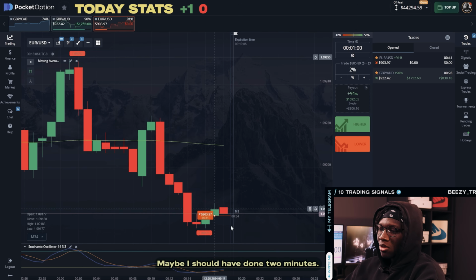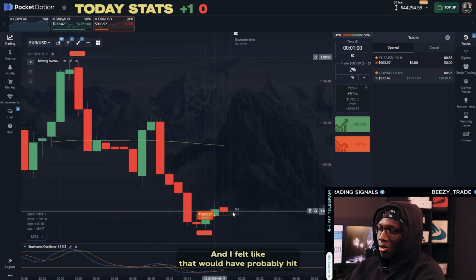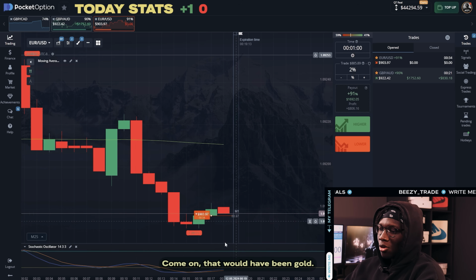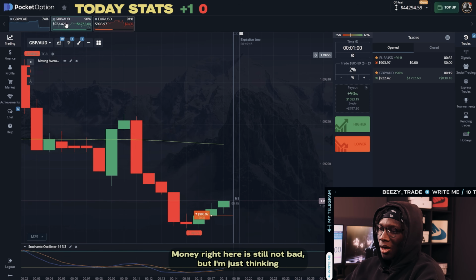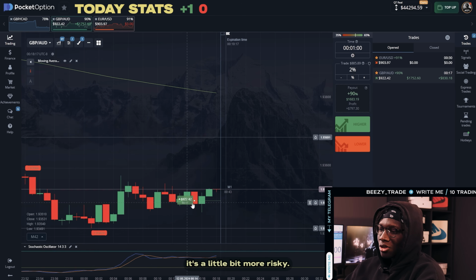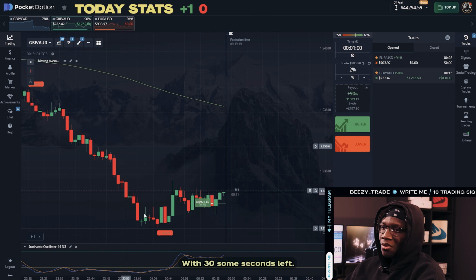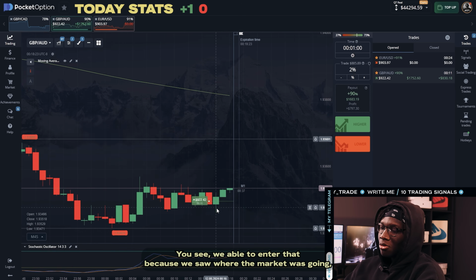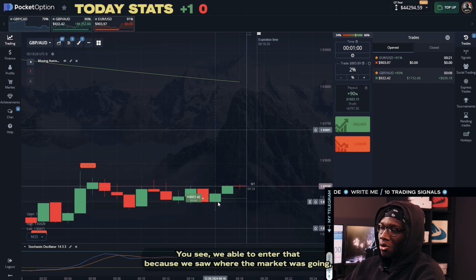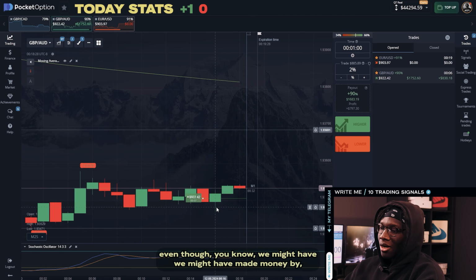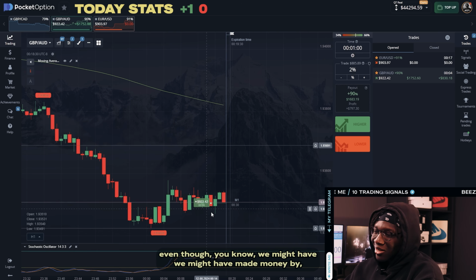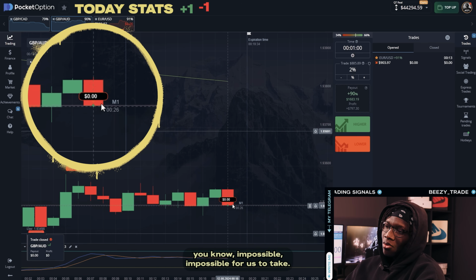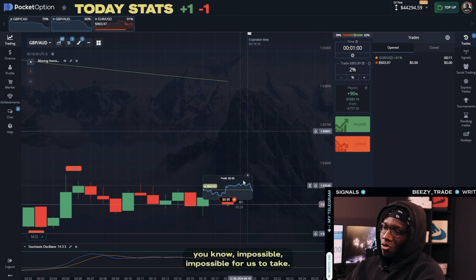Maybe I should have done 2 minutes. And I felt like that would have probably hit. Because you see, if I had entered here, come on, that would have been gold money. But right here is still not bad, but I'm just thinking it's a little bit more risky with 30 something seconds left. So our 3 minute trade seems to have paid out. You see, we were able to enter that because we saw where the market was going. Even though we might have made money by our 1 minute trade, it would have been so close that it would have been impossible for us to take.